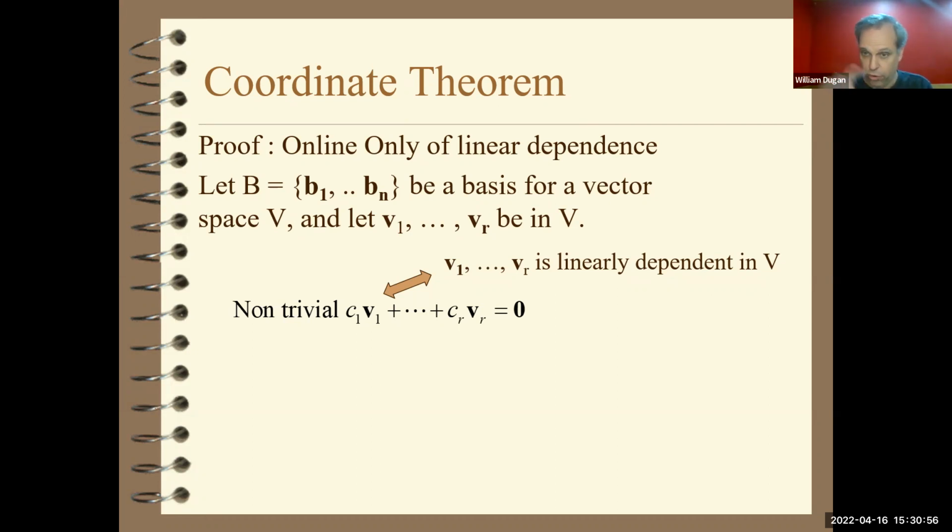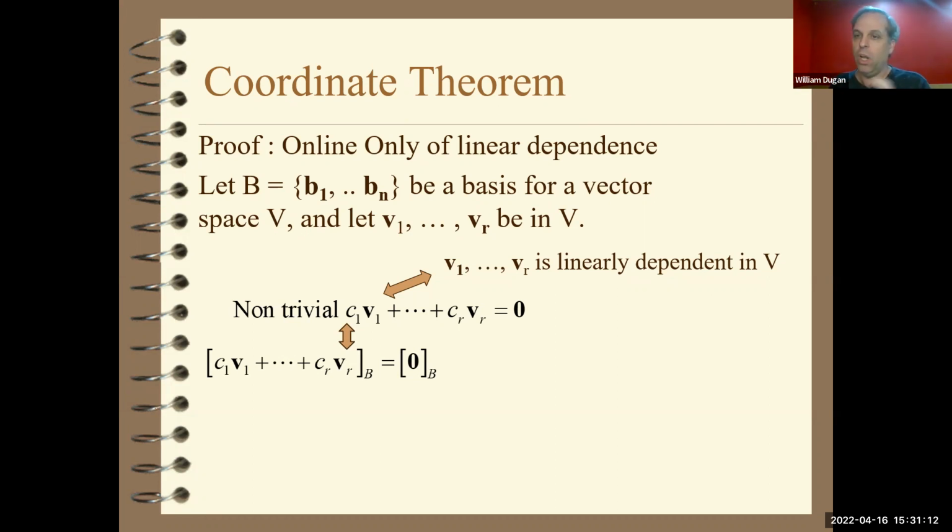Now that's reversible, because that's just the definition of what it means to be linearly dependent. But then these two vectors that you see on either side of the equation are equal. So if those are equal, their coordinates must be equal.